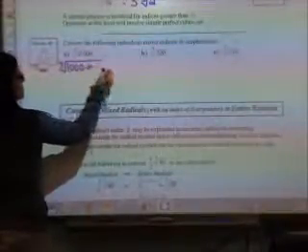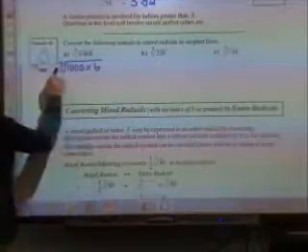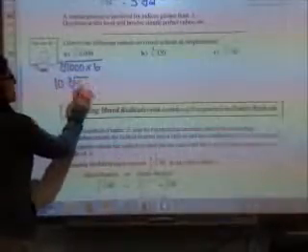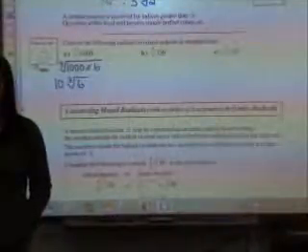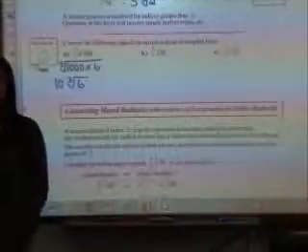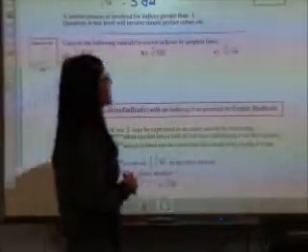1,000 times what? 6. Okay. I generally put my perfect cube number first. What is the cubed root of 1,000? 10. So I get 10 times the cubed root of 6. The only other thing that I should check is, could I divide 6 by one of those perfect cube numbers? I want to make sure that 6 is the simplest radical that I could have. And it is.